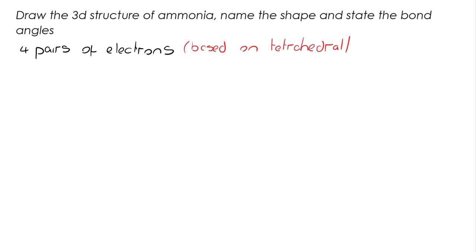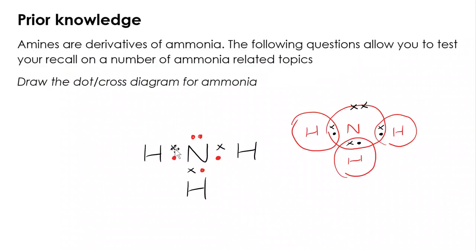Now let's move on and do a little bit of recap work from the bonding topic. What would the 3D structure look like? What would we call the shape? And what would the bond angles be? Well, to start with, we have got 4 pairs of electrons. That means that it's based on tetrahedral. Within that, it's not actually 4 bonding pairs. It's got 3 bonding pairs and 1 lone pair. We actually just saw that here. 1, 2, 3 bonding pairs and 1 lone pair.